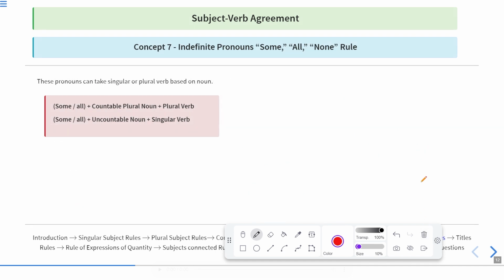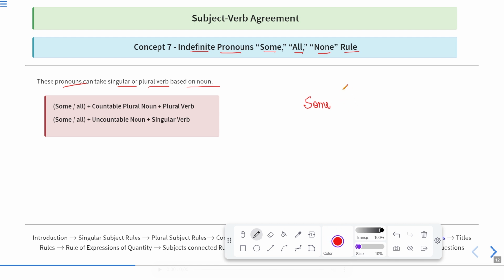Here is concept number 7. This concept is again very, very important. In this as well, we will read indefinite pronouns, but these indefinite pronouns follow the some, all, none rule. Okay, now some, all, none. These pronouns can take a singular or plural verb based on the noun. Suppose we have a word some.